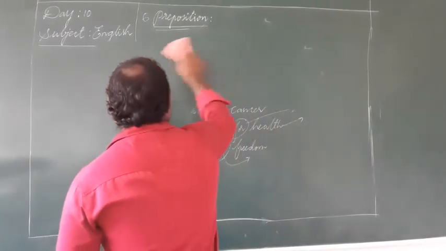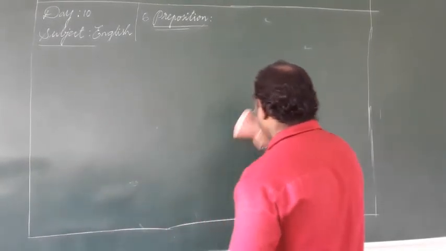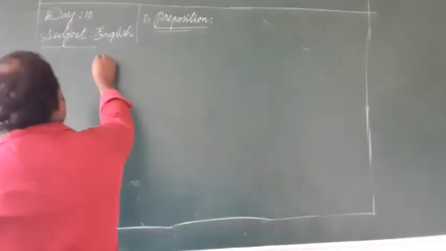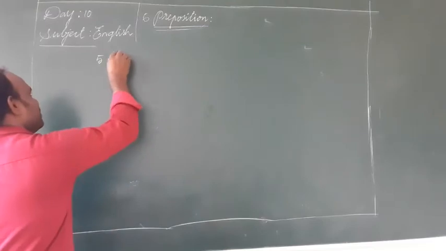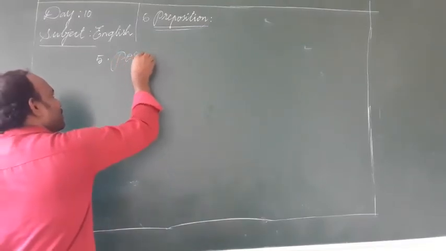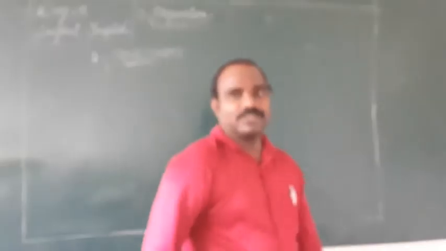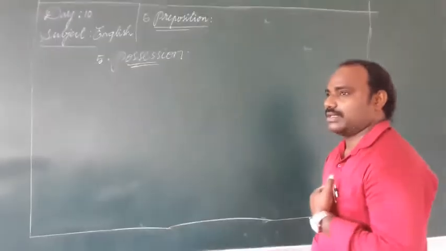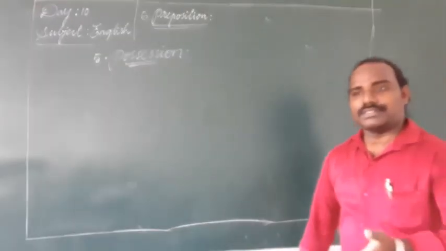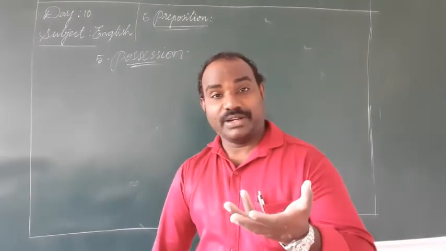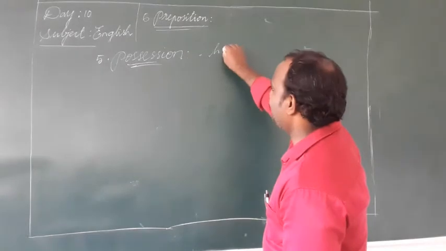And next, the fifth one, possession. Possession, I told you already, P-O-S-S-E-S-S-I-O-N. Possession means have. I possess a computer. I have a house. I have two buildings. I possess two buildings. Possess means here, have.